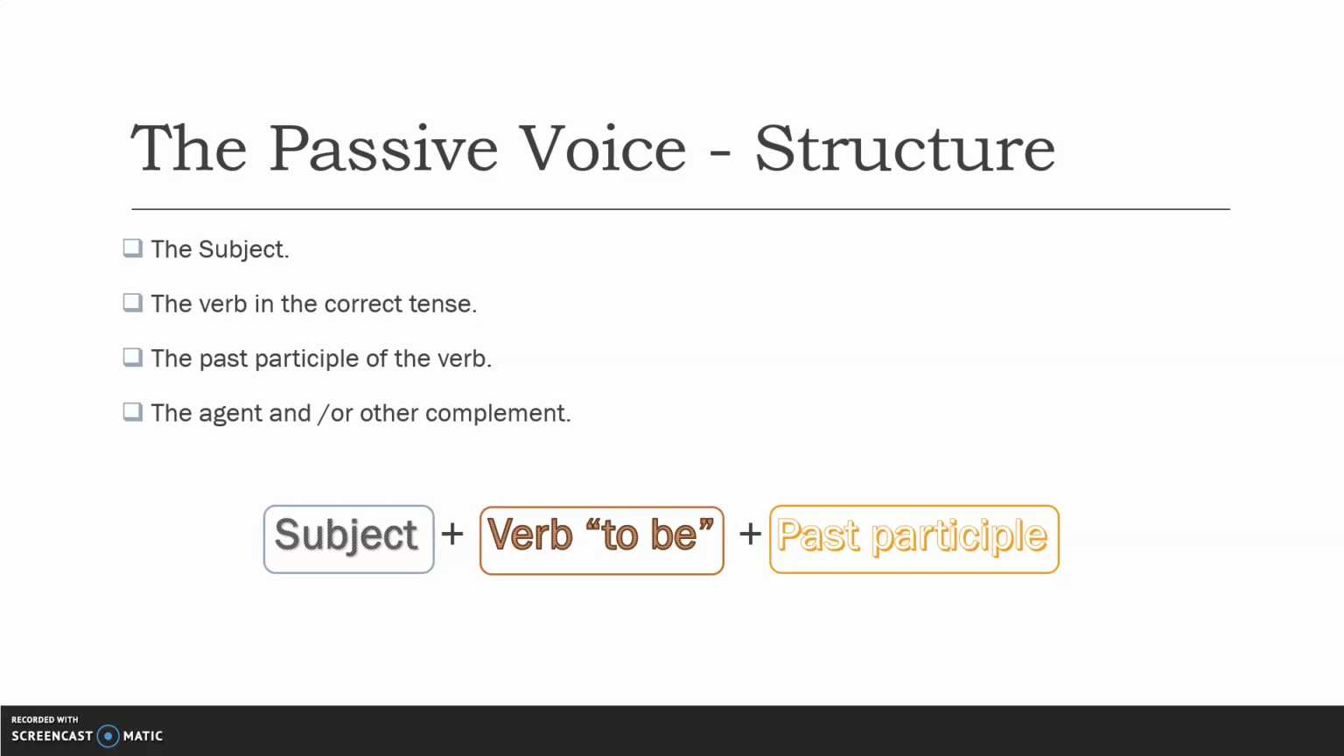Now, in order to form a passive sentence, all you have to do is to put the object at the beginning of the sentence, so it becomes the subject. Then we conjugate the verb to be in the same tense as the active sentence. Then we put the main verb in the past participle form.